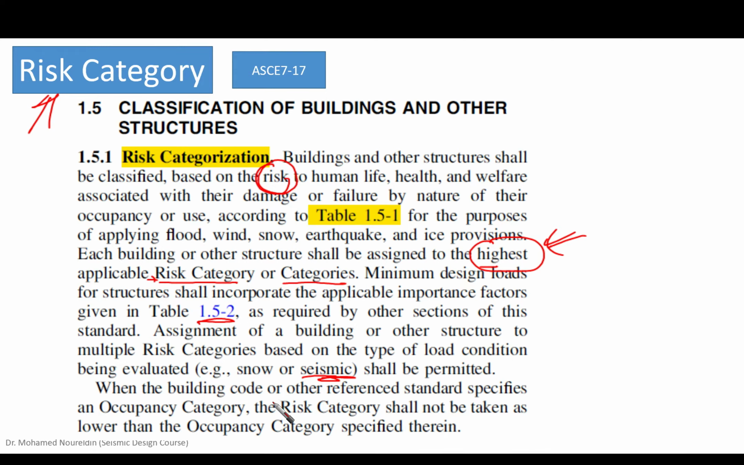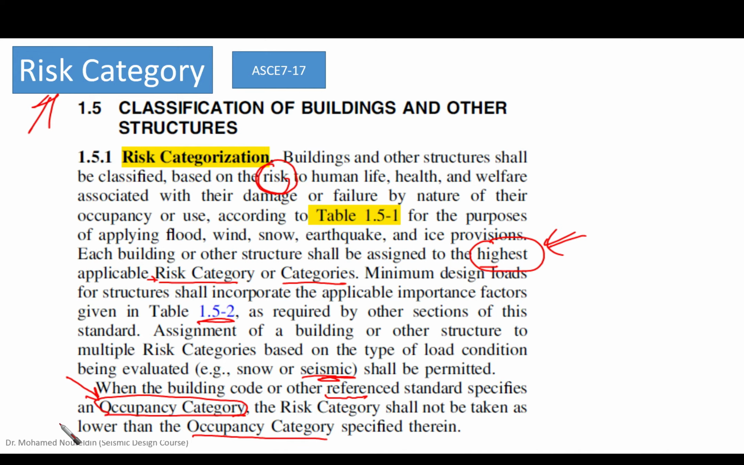When the building code or other referenced standard specifies an occupancy category, that's the word occupancy category here, the risk category shall not be taken as lower than the occupancy category specified therein. This means that in other referenced standards, sometimes they use the term occupancy category.